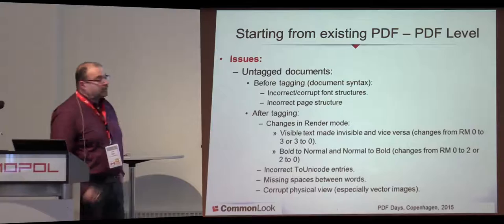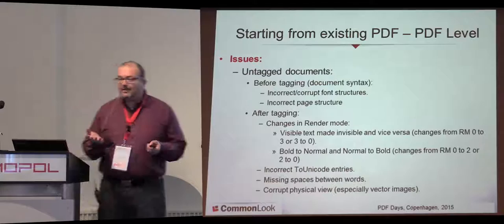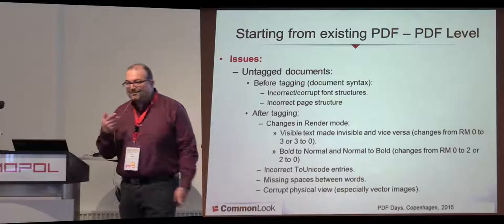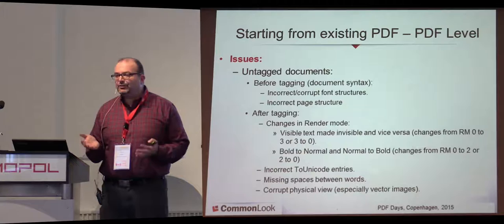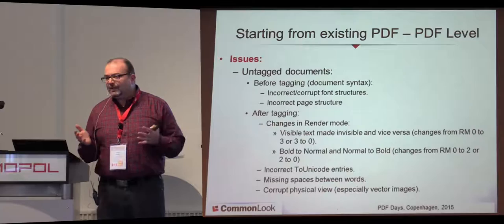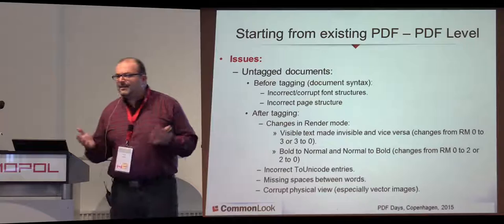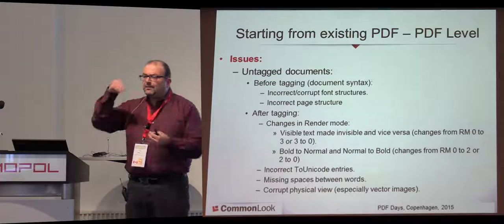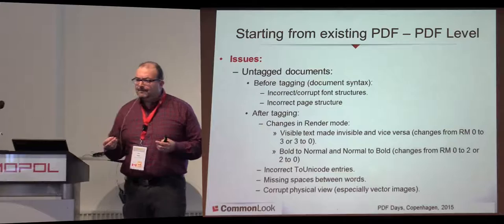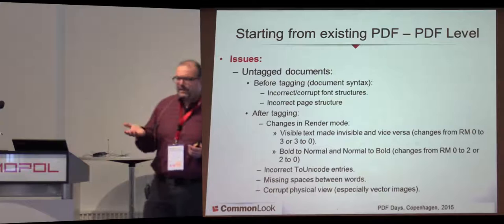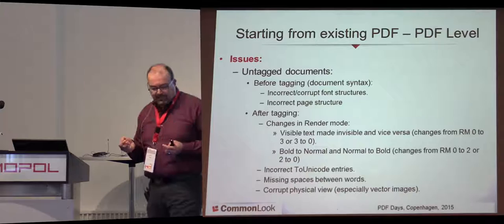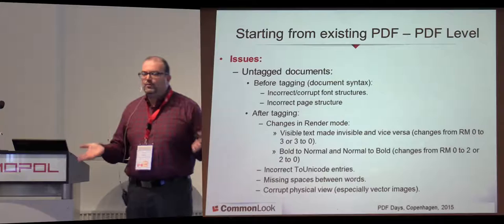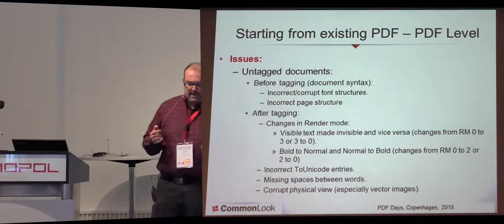Now, what are some of the issues that you would encounter? There are document issues that prevent the document from even being tagged. You could run into this when you try to run Add Tags to Document in Acrobat, and Acrobat would fail. It would say that it's unable to. It would complain either about fonts and font structures, incorrect CMAPs, stuff like that. It would also complain about incorrect page structure, like the internal structure of the document syntax itself being corrupt. And this is mostly down to the PDF generating software. This issue also sometimes happens when you merge documents together.